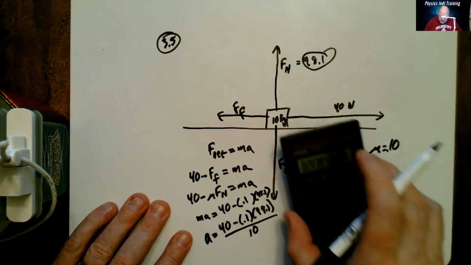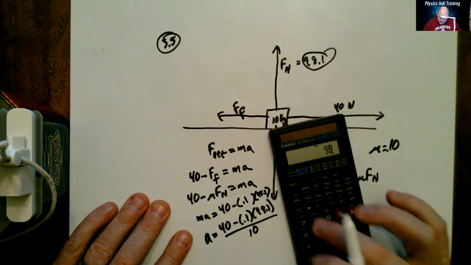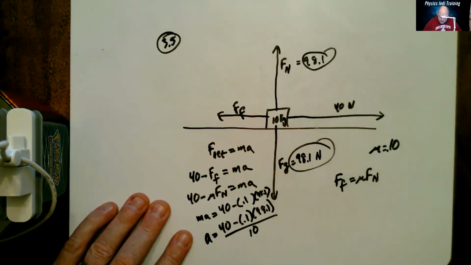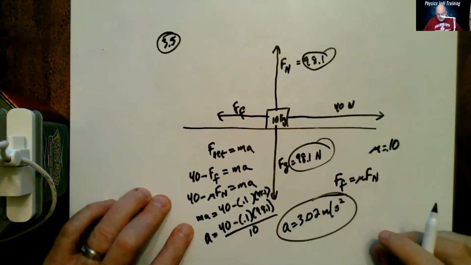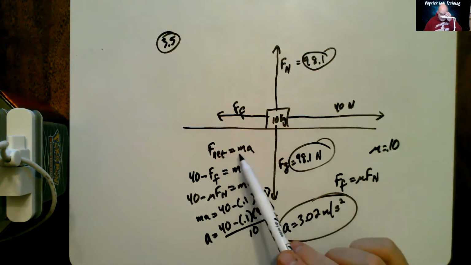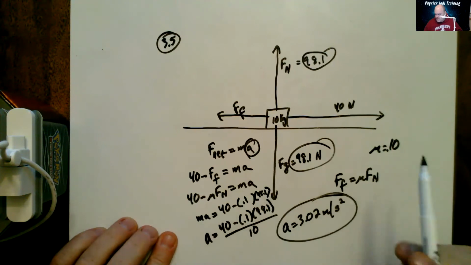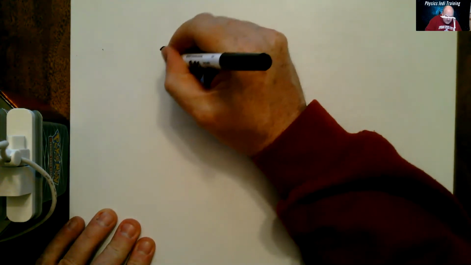Okay, so if I do that on the calculator, 40 minus 0.1 times 98.1 equals, divided by 10 equals, I get acceleration equals 3.02 meters per second squared. Okay, so in this problem, I had an acceleration, so I had to start with Newton's second law. F net equals ma, and I just needed to solve for the a once I remembered what I was trying to solve for. Okay, so that's 3.5. All right, we're going fast, but you can pause the video if you need to.